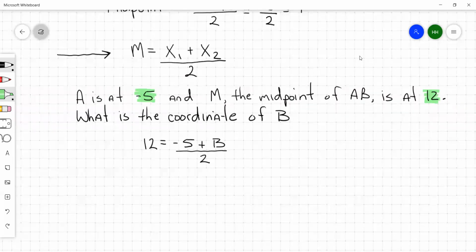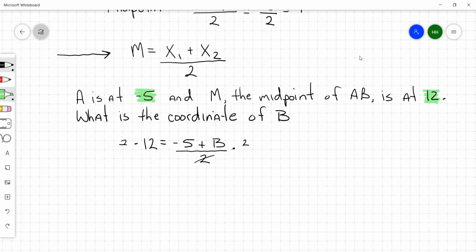Does everybody understand that concept right now? Because it's a fairly simple concept, but people get really confused when they're given an end and they're given the middle and they have to find the other end. Just plug it into the formula and you're just going to be solving for something other than M because you know what M equals. So multiply both sides by 2.